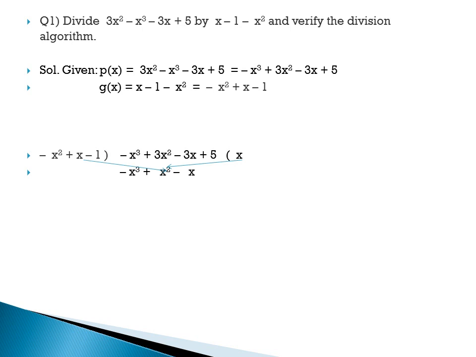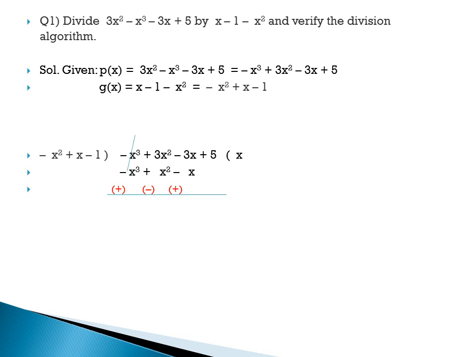X into x will give us plus x square, and minus 1 into x will give us minus x. Now the next thing is we will subtract them. Subtraction, change of signs. Minus changes to plus, plus changes to minus, and minus has changed to plus. The first quantity, they are equal and opposite, minus x cube and plus x cube. So they'll cancel out each other.